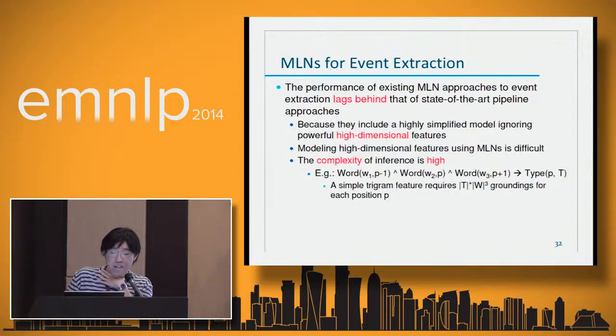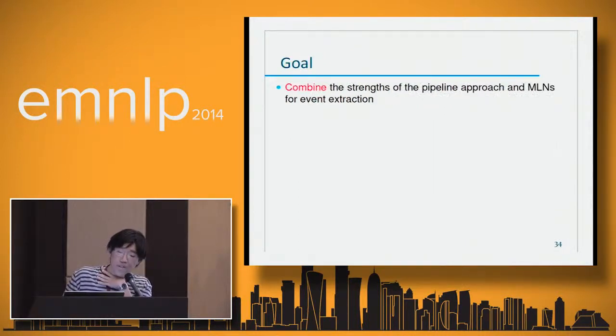And as you can imagine, this formula models a simple trigram feature. The number of groundings of this formula is cubic in the number of words for each position. By groundings, I mean an assignment of values to variables. And so, since you have 3 different words, the number of groundings in this case would be cubic in the number of words.